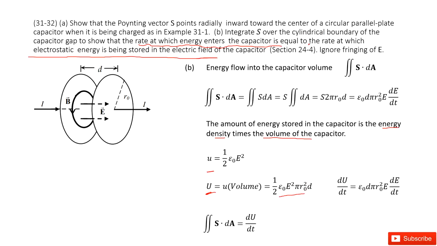Now it tells you to find the rate at which energy is stored, so you use dU divided by dt, and you get it there. Now you need to prove whether these two are equal, and you prove it term by term. Yes, they are equal, so proved. Thank you.